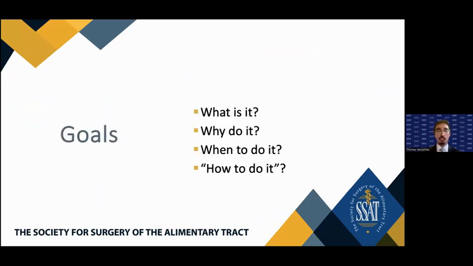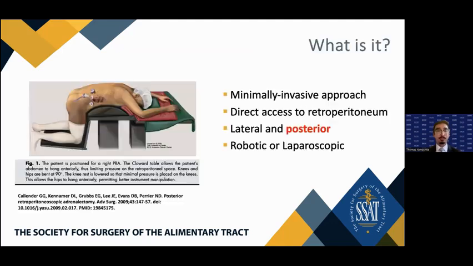I have no disclosures. So the goal for this is not to make it comprehensive, so that we're all retroperitoneal surgeons after this, but it's an introduction of what it is. Why should we do something different when we're all general surgeons trained to go through the front of the belly? Why are we doing something from the back? But why do it, when to do it, and how to do it?